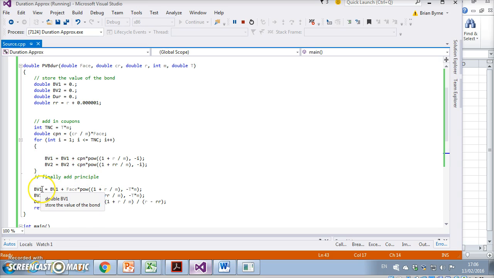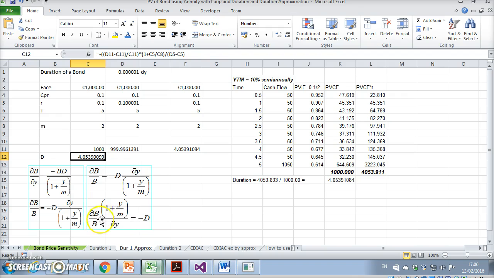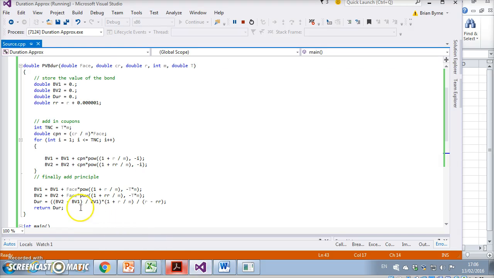And if you like, the BV1 and BV2 are just buckets that pick up the discounted values, and then we pick up the discounted face, and then we basically set out, if you think of this formula here, this formula here is used to construct the change in the bond price divided by the original bond price multiplied by 1 plus the rate of interest divided by m over the change in the rate of interest.